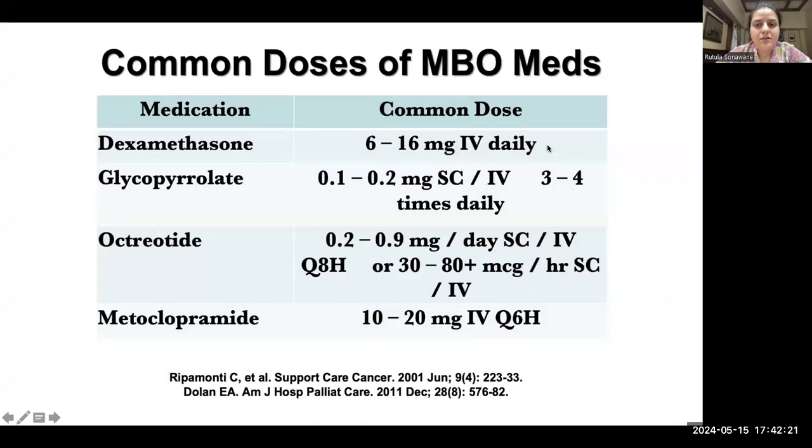Now, common dosage: dexamethasone can be given in the dose of 6 to 16 milligrams IV daily, can go up to 24 as well. We don't use glycopyrrolate as such, we would use more of hyoscine, which is technically 10 mg Q6 hourly to 8 hourly, depending on how bad the colic is. Octreotide can be given as a continuous infusion or Q8 hourly at the dose of 0.2 to 0.9 milligrams per day. And metoclopramide, if there is no colic and if it is partial obstruction, at the dose of 10 to 20 mg Q6 hourly.